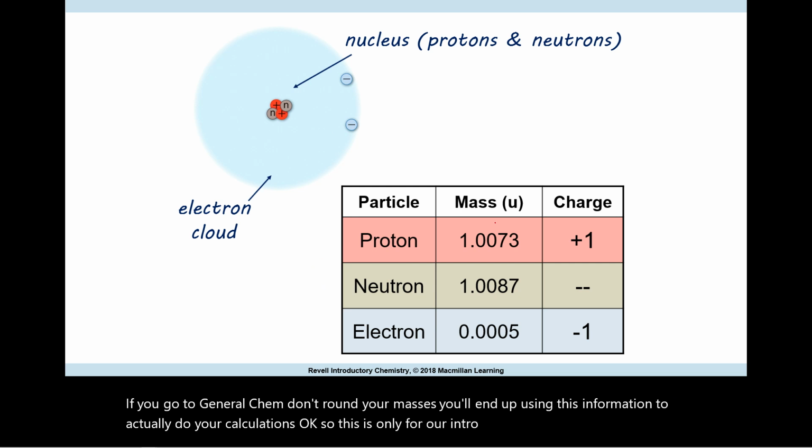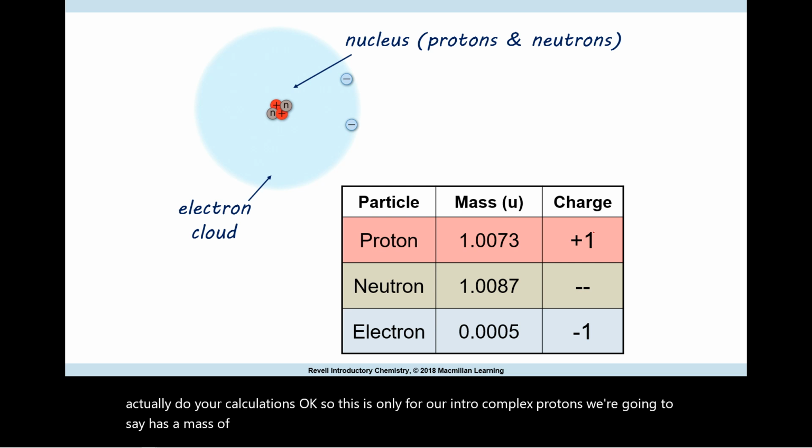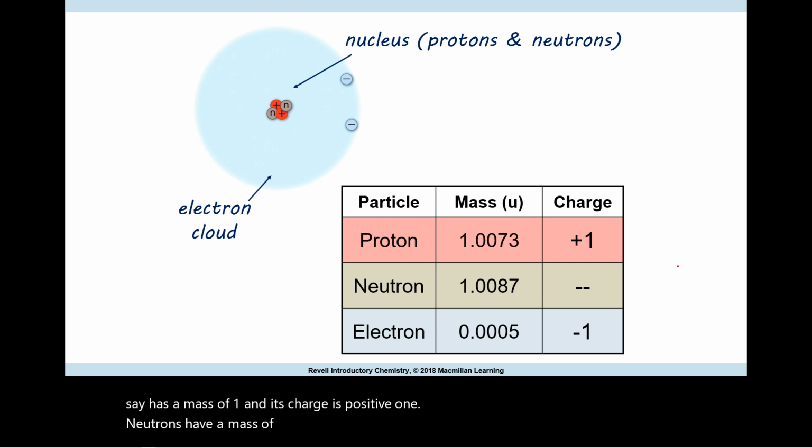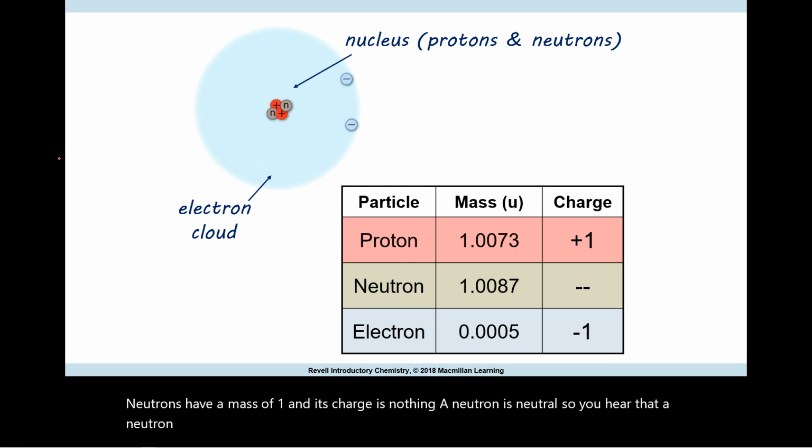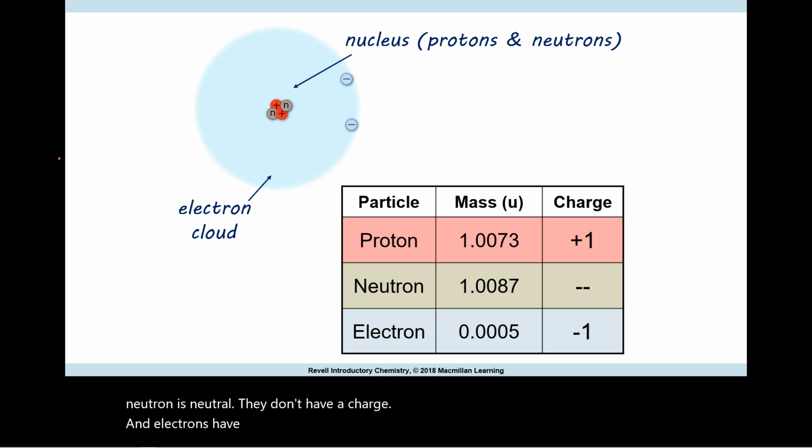Protons, we're going to say, have a mass of 1, and their charge is positive 1. Neutrons have a mass of 1, and their charge is nothing. A neutron is neutral. So you hear that? A neutron is neutral. They don't have a charge. And electrons have a negative charge.